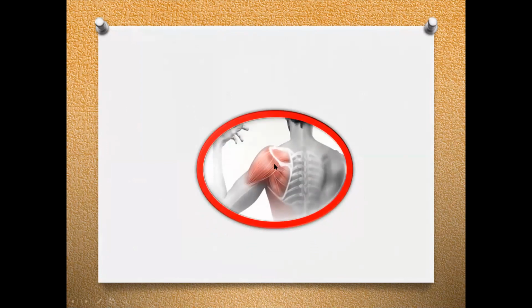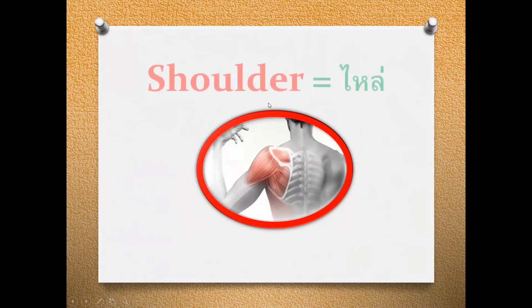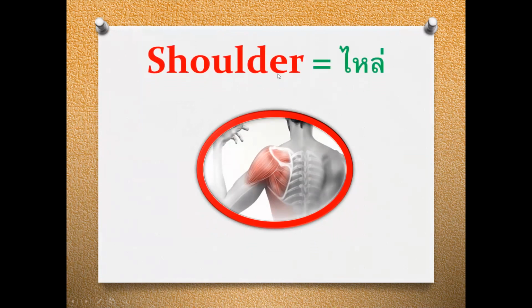Next. Wow, what picture is this? This picture of shoulder. The spelling is S-H-O-U-L-D-E-R. Read shoulder. You can read Thai, see this picture and understand more.